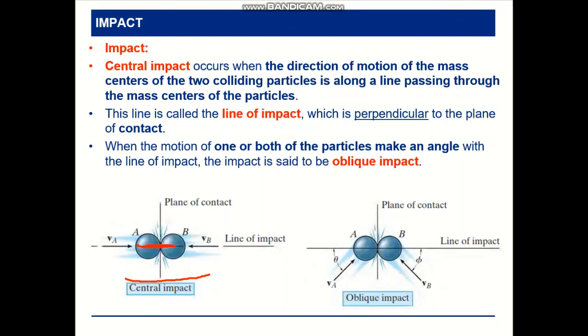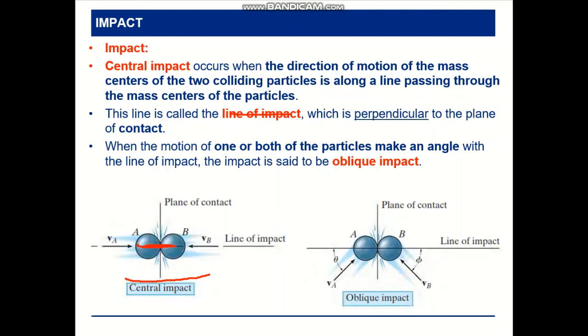This line is called the line of impact, which is perpendicular to the plane of contact. As I said, the mass and the size of the balls may be different, but that doesn't matter. The line of their centers of mass will coincide.